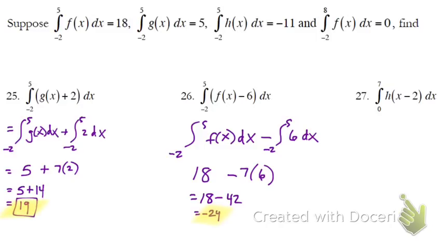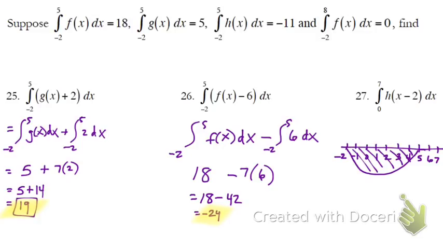And number 27 is a little different still. So 25 was a vertical shift up 2 units, therefore it added a rectangle below it that was 14 units in area. Number 26 was a vertical shift down 6 units, therefore it subtracted 42 units of area because the rectangle had an area of 42 units. This is not a vertical shift. When you have a number being added or subtracted inside of a function, it's a horizontal shift. So remember that subtracting 2 inside of this function is essentially shifting the rectangle 2 units to the right from the original function.